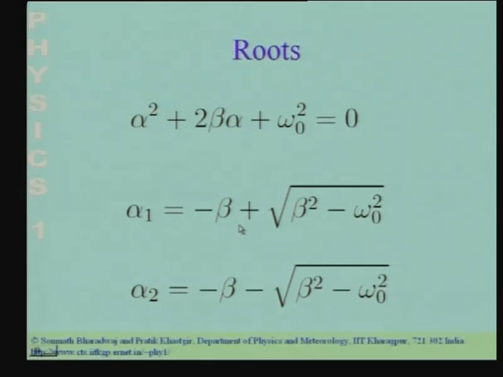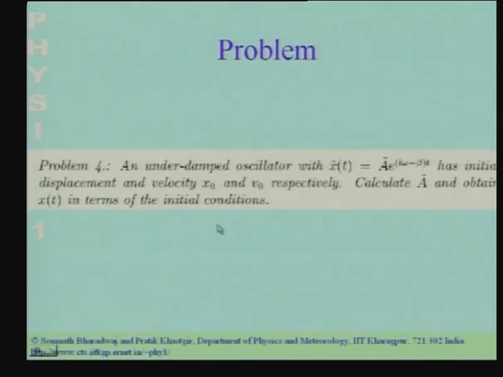Let us now take up a problem in underdamped oscillators. So, we have an underdamped oscillator whose motion is given in this complex notation, x tilde of t is equal to A tilde e to the power i omega minus beta, the whole thing into time. So, this represents an underdamped oscillator in the complex notation, and we are dealing with a situation where the oscillator has position x naught and velocity v naught at the initial time t naught.